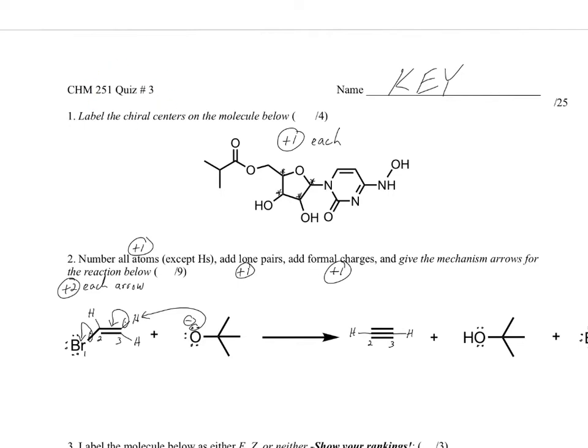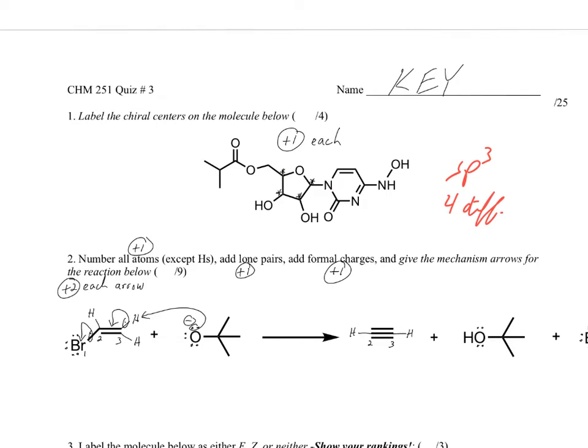Quiz 3 key here. Label the chiral centers for the molecule below. So we were looking for atoms that were sp3 hybridized and bonded to 4 different things. That's right, sp3, 4 different things. Had a couple troubles. So these 4 obviously are the ones that are correct.